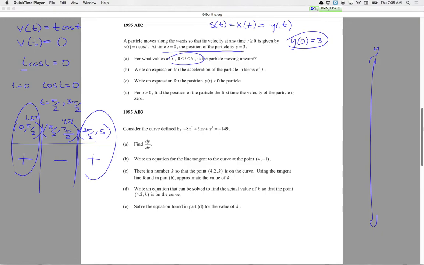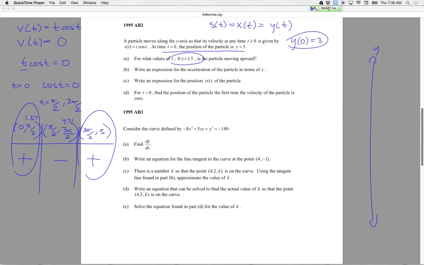I'm not sure I said how much work we get for this. What year is this? 1995? AB2. AB2, I can tell you exactly what they gave points for right now. Looks like to me, the only points they gave is for saying something along the lines of, the particle's moving up from 0 to pi over 2 and from 3 pi over 2 to 5 because v of t is what? Positive. 2 points.